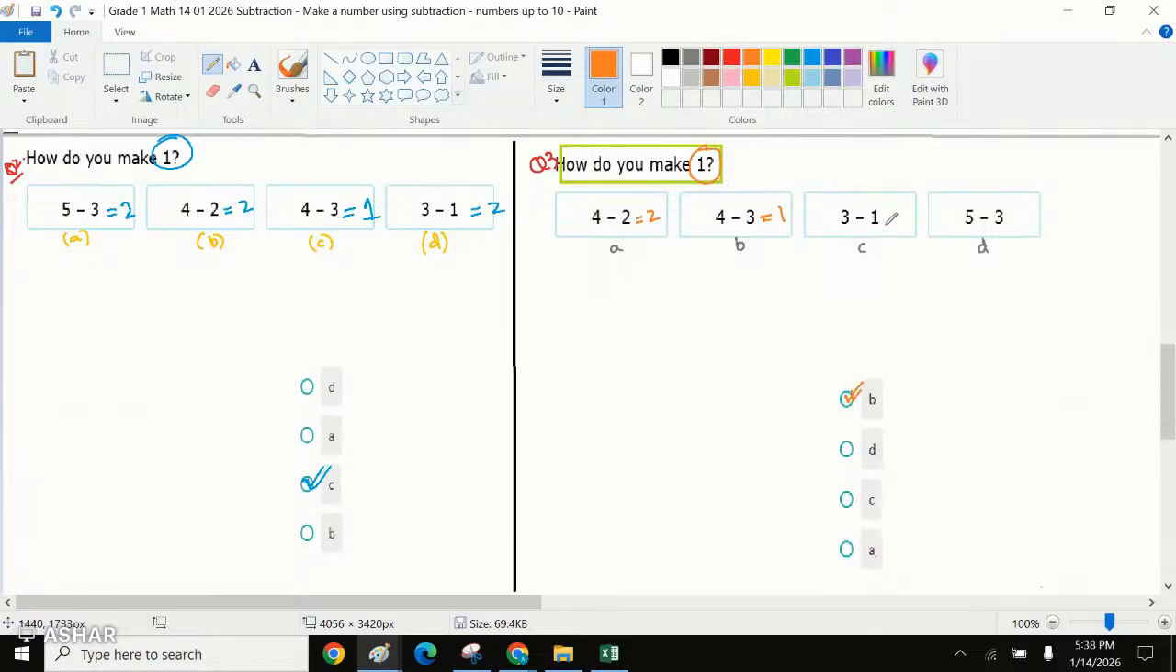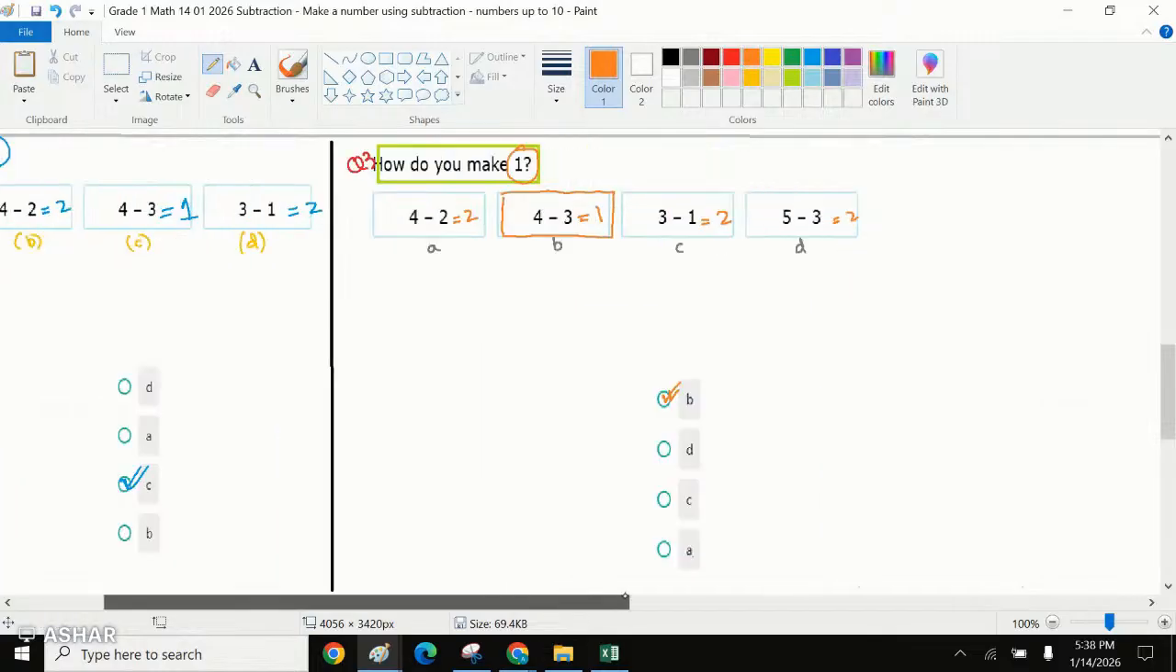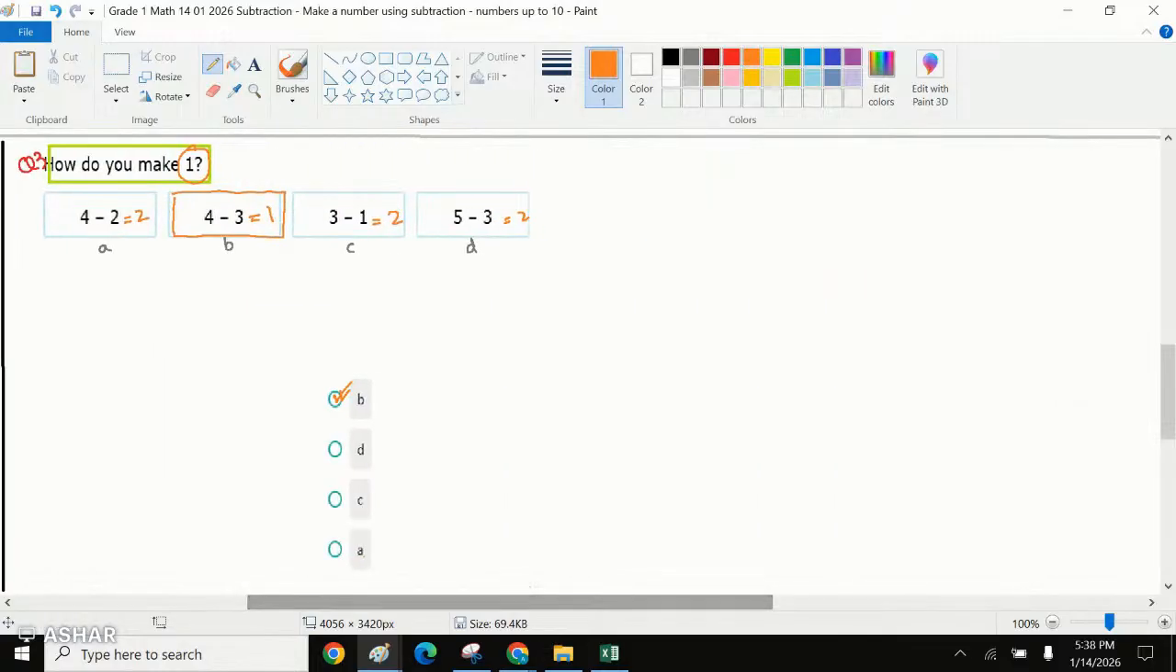But let's verify the complete set of answers. 3 minus this was 2 and this was still 2. So option number B is the only option that gives us a difference of 1, right? So option B is the correct answer for us. Thank you. Moving ahead to the next question. B was correct. I'll just copy the next one.